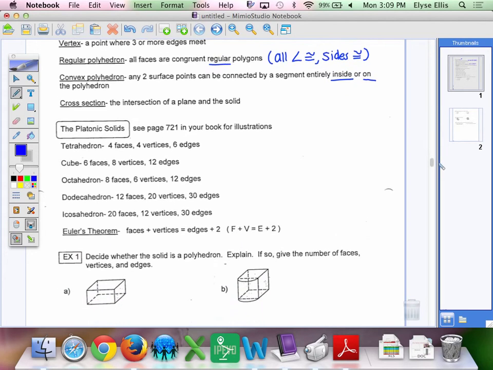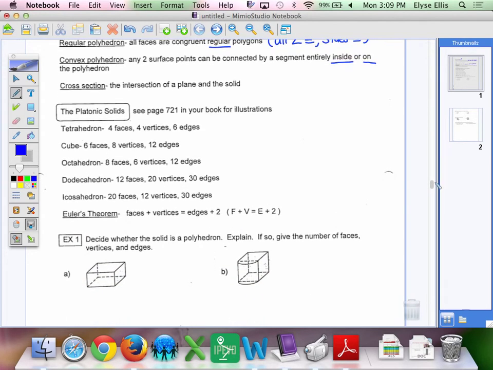We also have these crazy things called platonic solids. And page 721 in your book has really, really cool pictures of those. I'm going to circle that because it's important. Definitely take a look at those tonight. They're kind of special shapes.